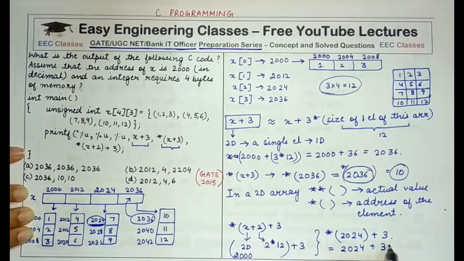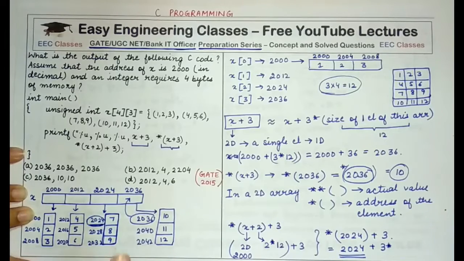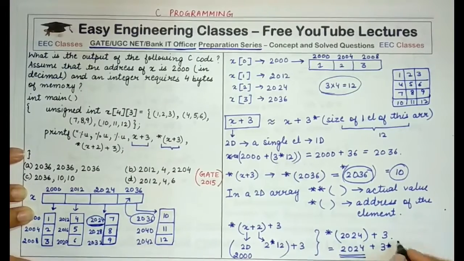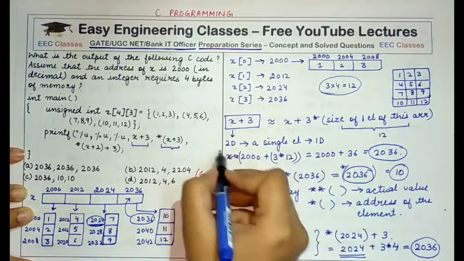Now 3 means multiply 3 with the size of one element of this array. Now 2024 is this 1D array, and in this 1D array, each element is of size 4. Initially in the 2D array, each element was a 1D array whose size was 3 into 4, which is 12. But here 2024 is a 1D array where each element is of size 4. So we multiply by 4, and 2024 plus 3 fours are 12 would become again 2036. Therefore, in each case, the answer would be 2036. Here also 2036 in the first part.